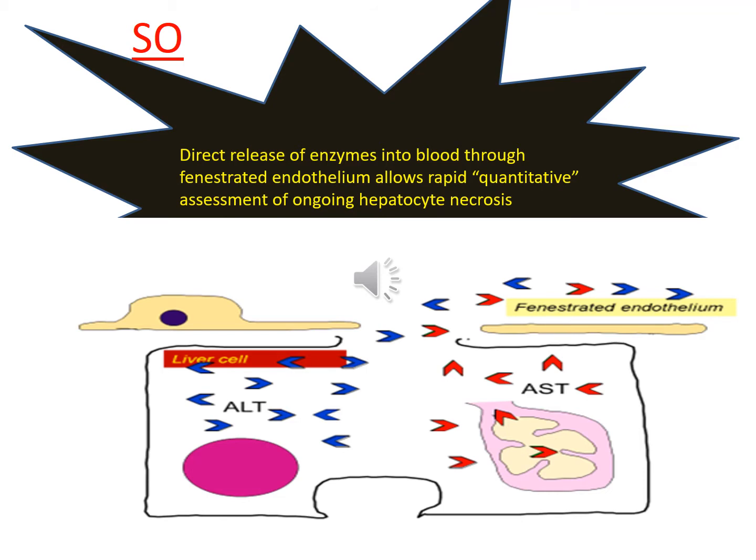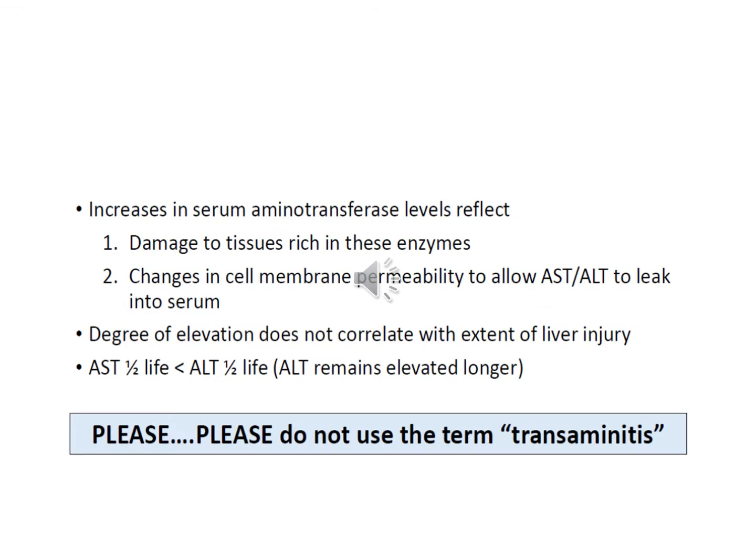It is worth noting that direct release of enzymes into blood through fenestrated endothelium allows rapid quantitative assessment of ongoing hepatocyte necrosis. So, increases in serum aminotransferase levels reflect damage to tissues rich in these enzymes, and changes in cell membrane permeability that allow AST and ALT to leak into the serum. The degree of elevation, however, does not correlate with the extent of liver injury.